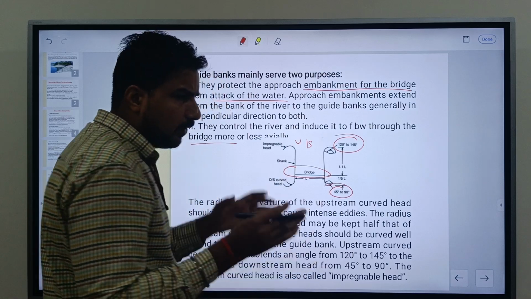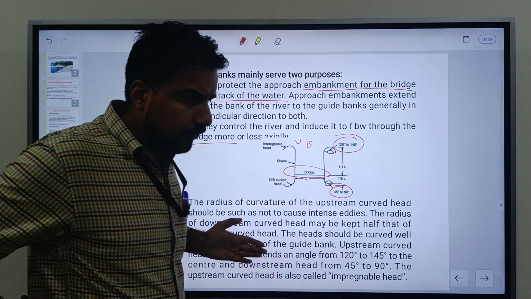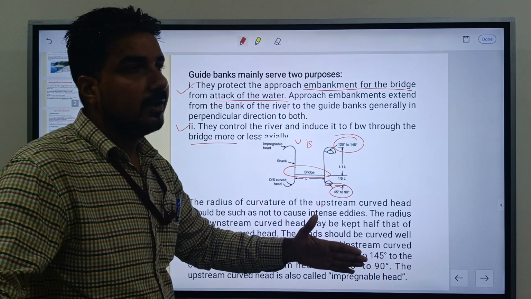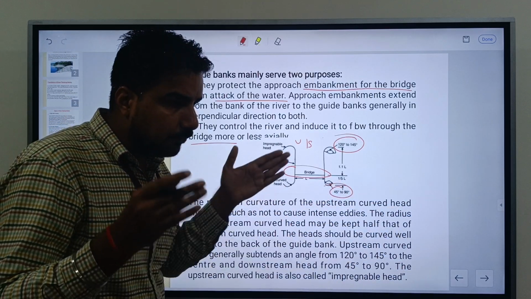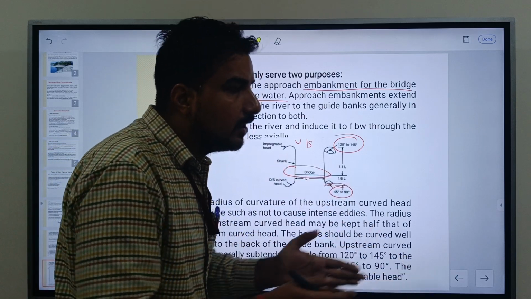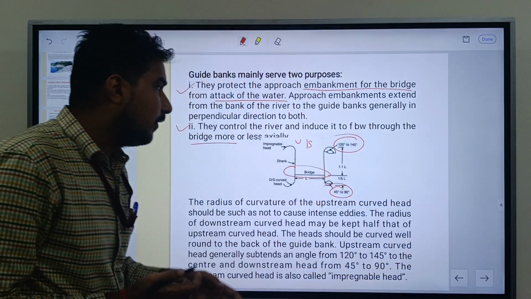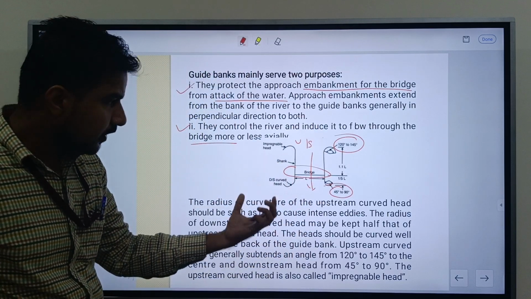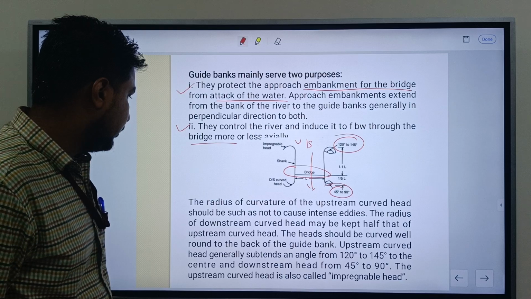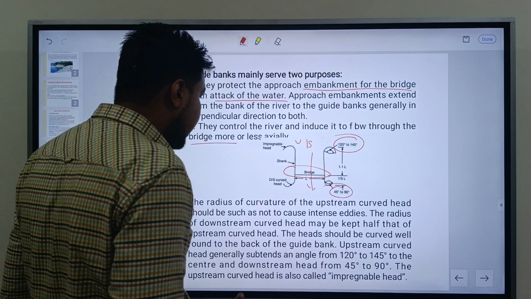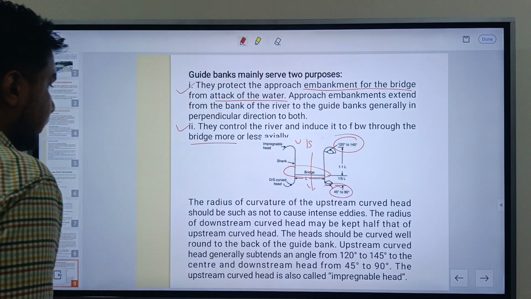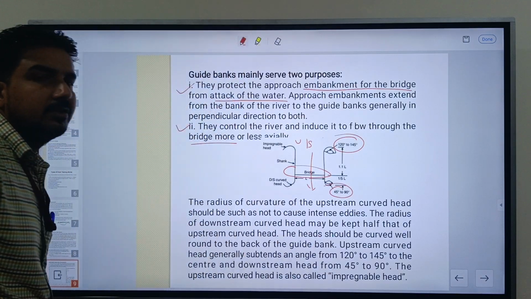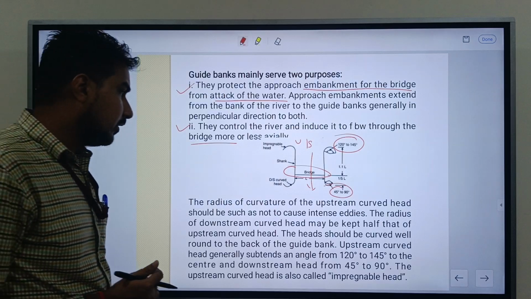At the downstream side, if the flow is restricted, we require a bigger space for the flow to pass easily. If the flow is confined in a particular region, it can easily follow that path and then go in a particular direction. Now the radius of curvature for the upstream curved head should not cause sudden eddies, and due to this the eddy formation will also be less in that region.